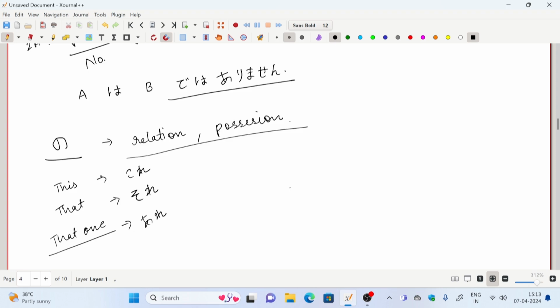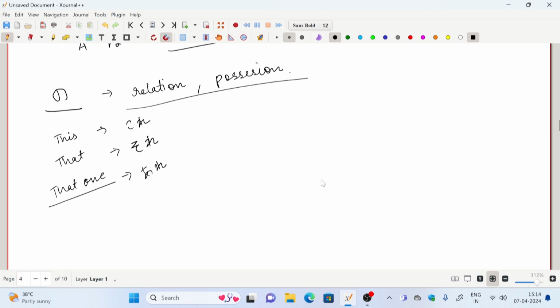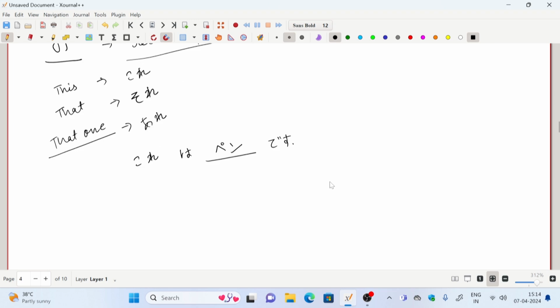So if I say this is a pen, we say kore wa pen desu. Pen will be written in katakana; it has come as it is. Kore wa pen desu. Now if I say this is my pen, I am showing my right on it, my possession. So it will be kore wa watashi no pen desu.